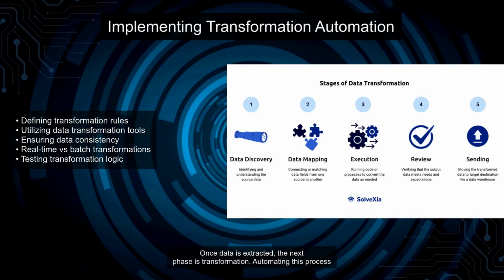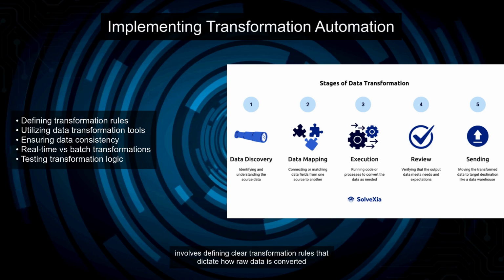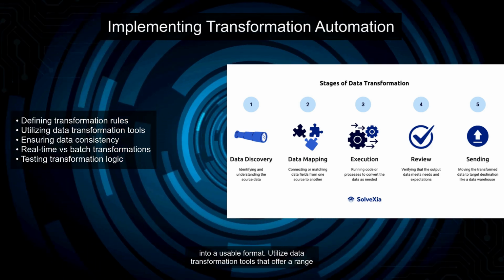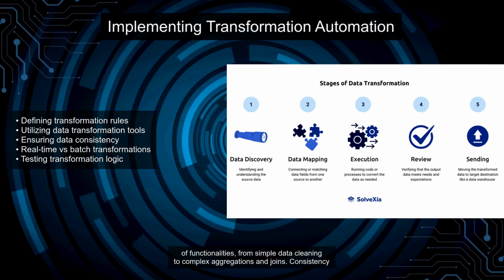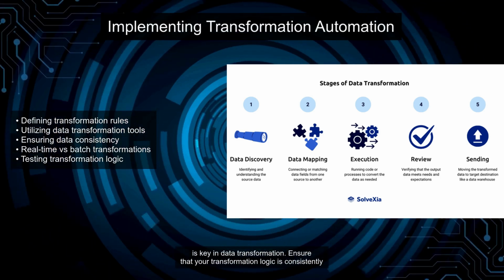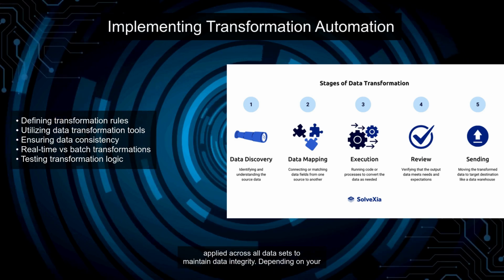Once data is extracted, the next phase is transformation. Automating this process involves defining clear transformation rules that dictate how raw data is converted into a usable format. Utilize data transformation tools that offer a range of functionalities, from simple data cleaning to complex aggregations and joins. Consistency is key in data transformation. Ensure that your transformation logic is consistently applied across all data sets to maintain data integrity.